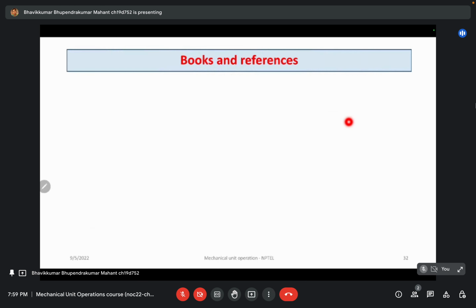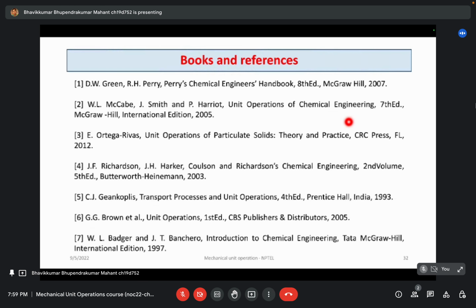Now here again I quote the references, which are much more similar to what the professors use, and you have to follow them. Most of the discussion is from McCabe Smith, Unit Operations of Chemical Engineering. Other than that, you can follow Unit Operations of Particulate Solids and Coulson and Richardson's Chemical Engineering, second volume.